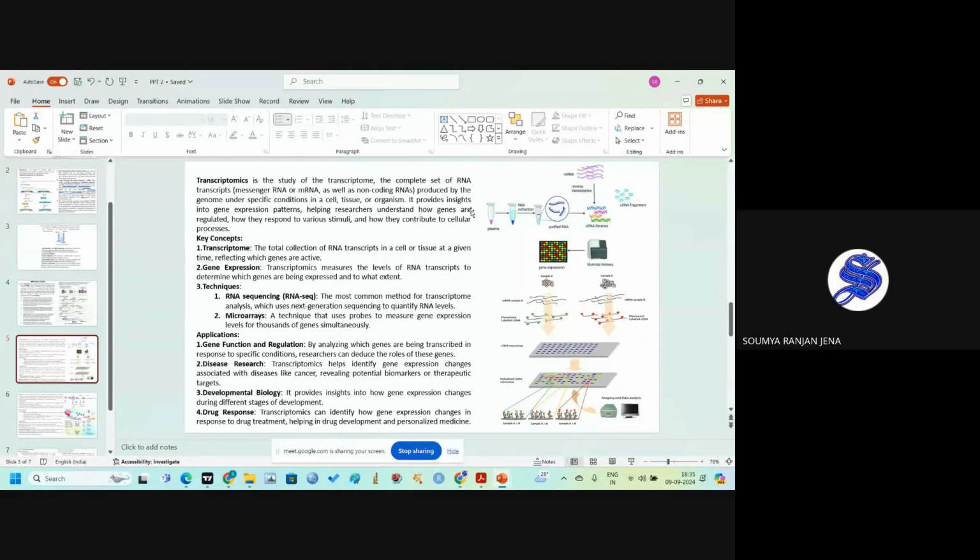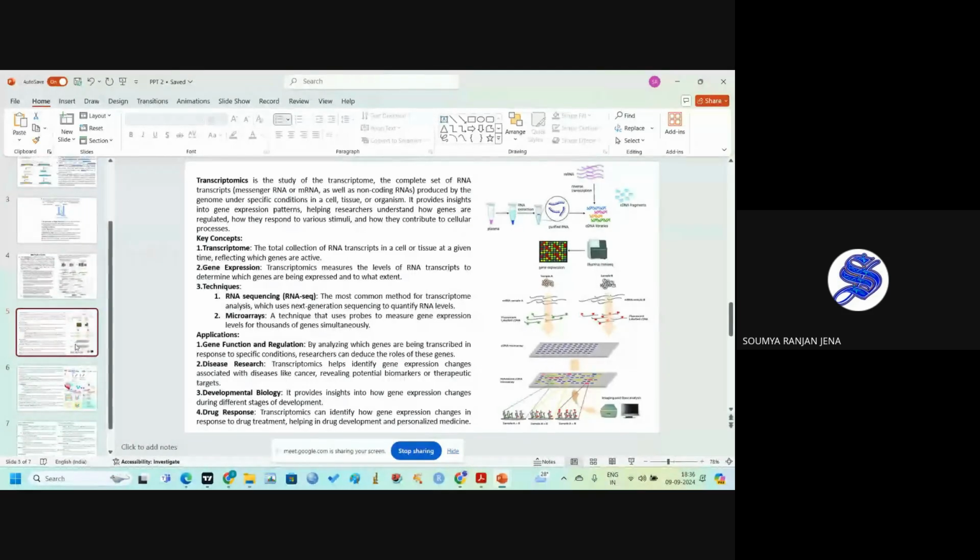It provides insight into gene expression patterns, helping researchers or scientists understand how genes are regulated and how they respond to various stimuli. What are the various stimuli? Any stress condition or any disease condition, how the mRNA levels vary, how they contribute to a cellular process, and how they give rise to expression of a protein in the cellular process.